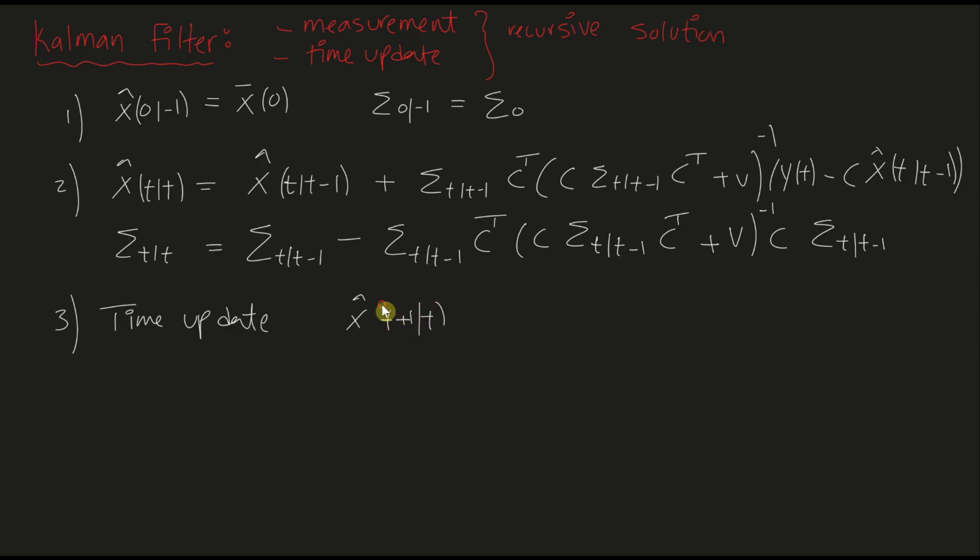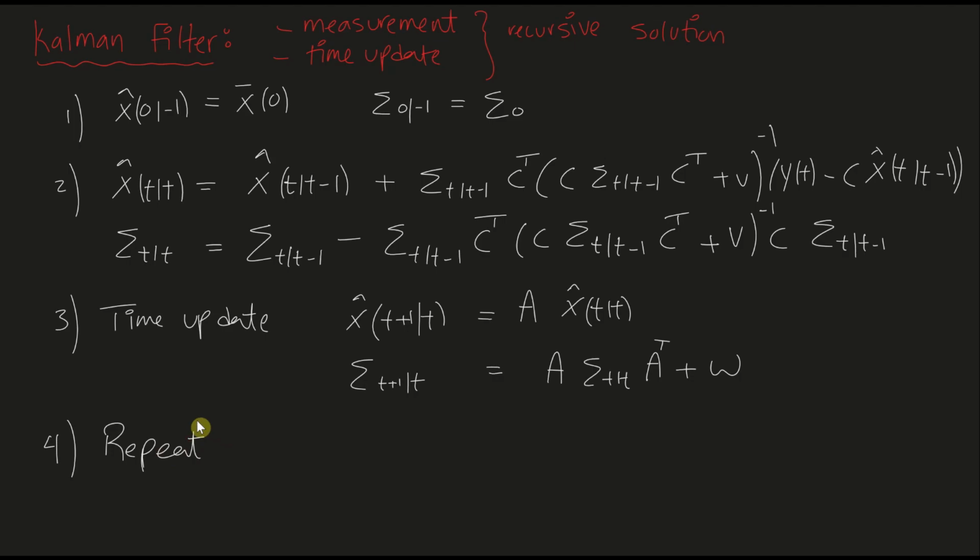And step number 3 is the time updating step. And we take the dynamical system and calculate the state at t plus 1. And we do the same thing for the covariance or the variance. These are pretty much analogous. And we repeat. We do the same thing for time 1, and time 1 gives us time 2, and so forth.